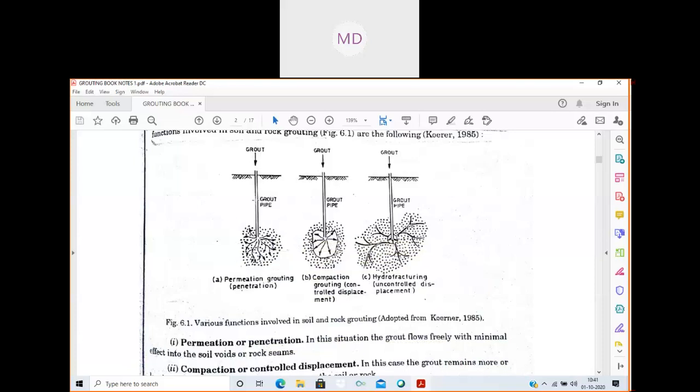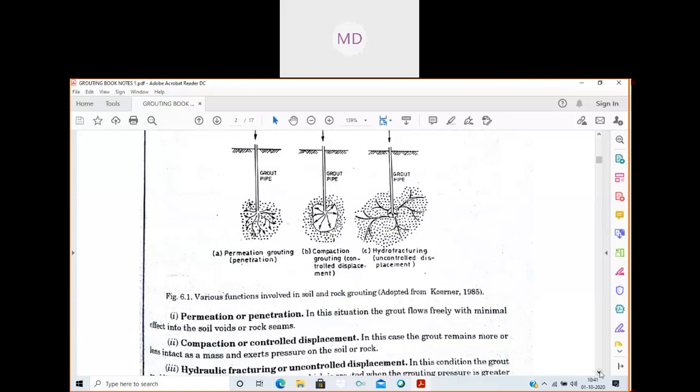Then the grout pipe is withdrawn and put into some other place at a certain distance, and the process is repeated. In the permeation process the effect is minimal, and the grout flows freely up to a certain distance and fills up the voids that are present in the soil.